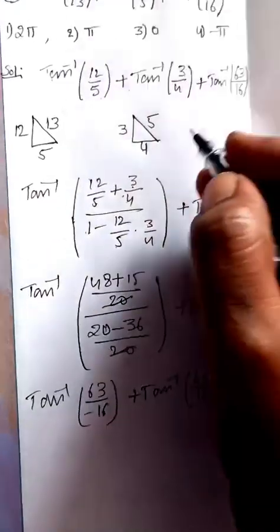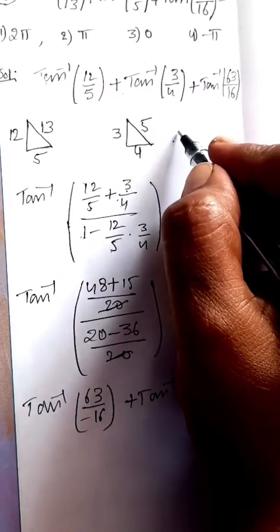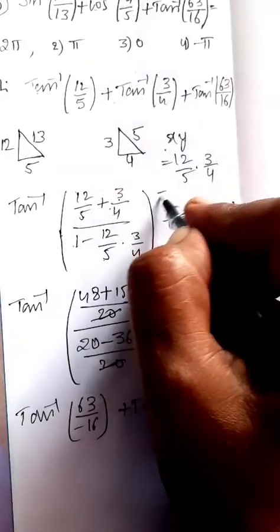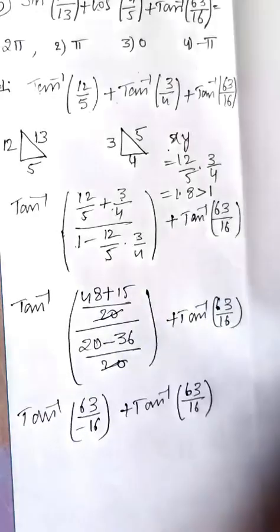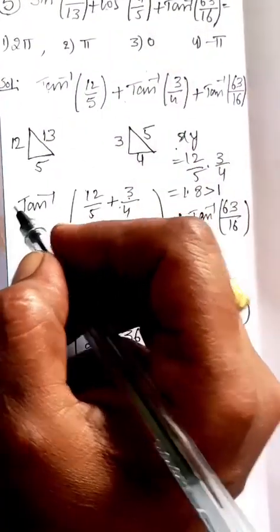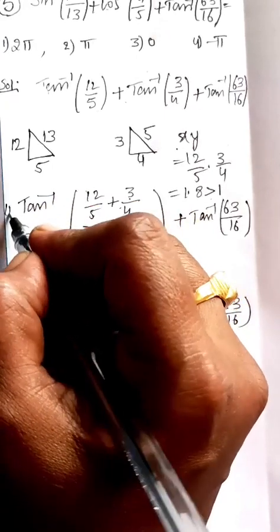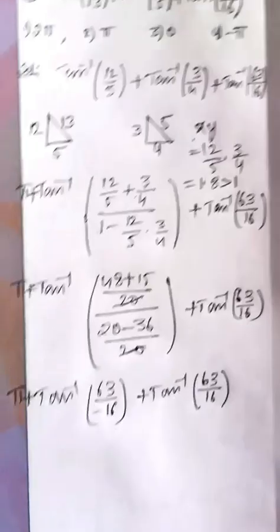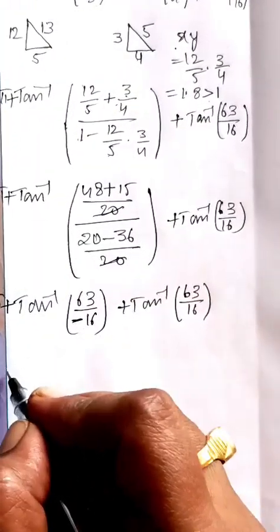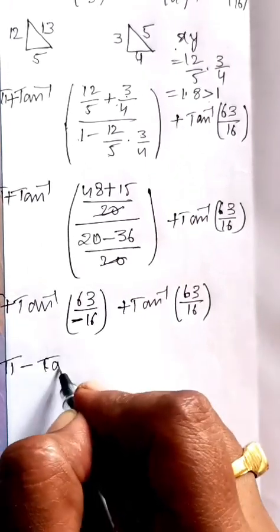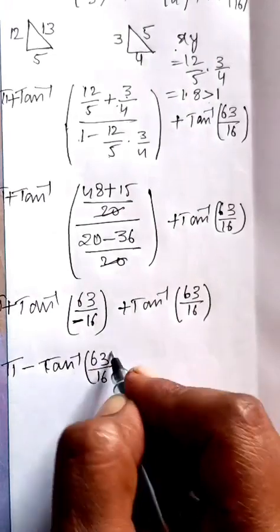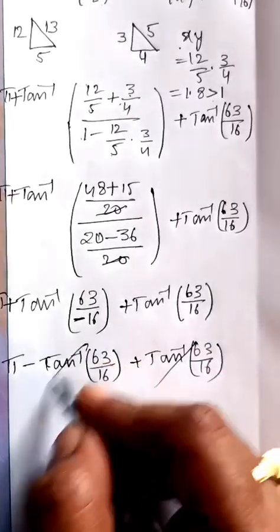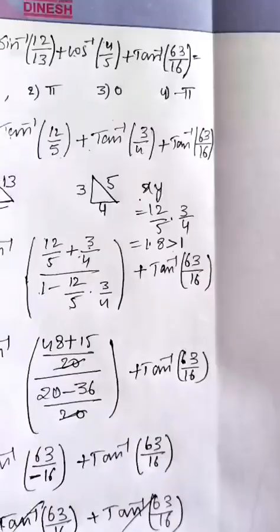Before using this formula, we need to check the x and y values. xy is 12 by 5 into 3 by 4, which is equal to 1.8, which is greater than 1. If it is greater than 1, the formula is pi plus. But here we got minus, so it is pi minus tan inverse 63 by 16 plus tan inverse 63 by 16. These two cancel, so our answer is pi.